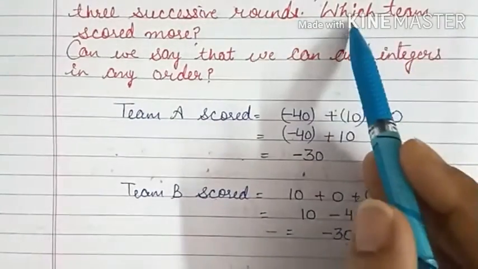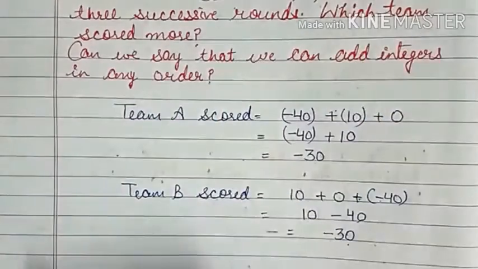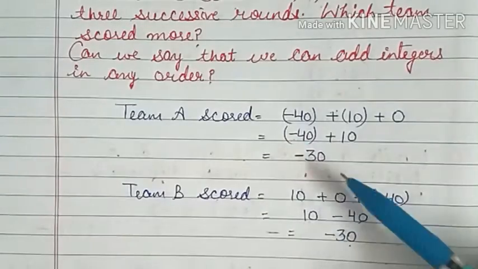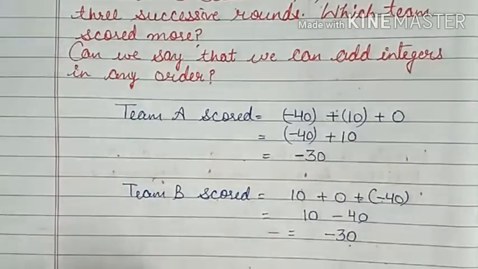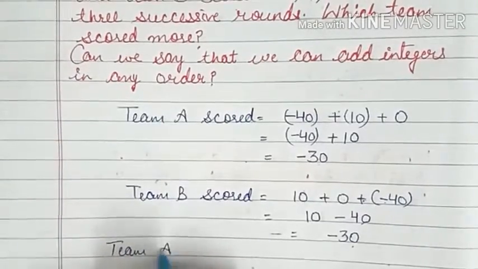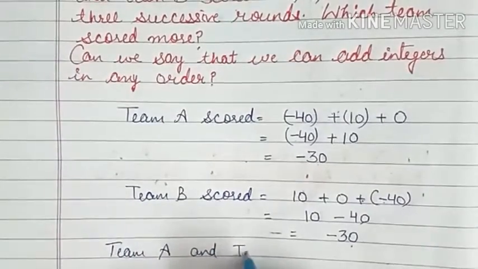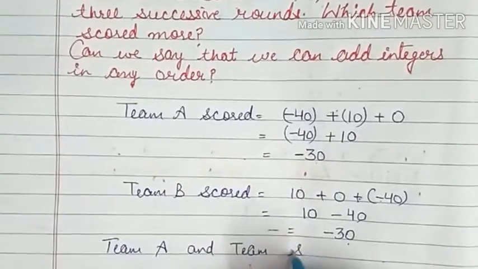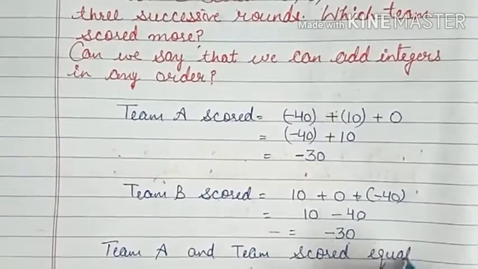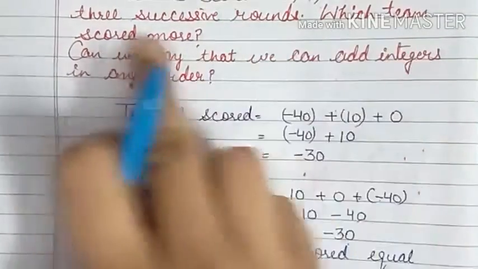So the question was which team scored more. Here we can see that both teams, team A and team B, scored equal. So we will write here team A and team B scored equal. So this was the answer of this question.